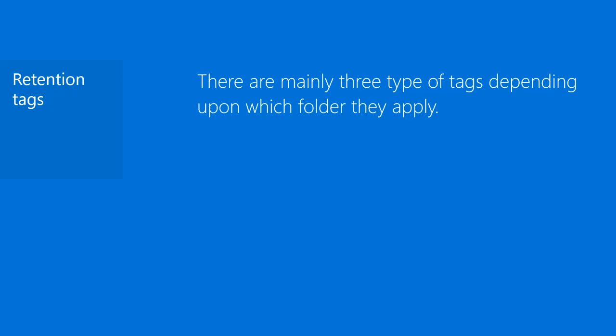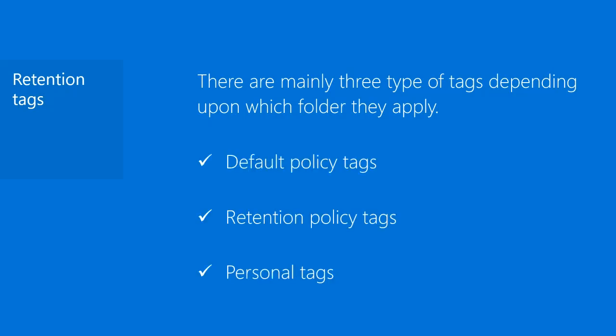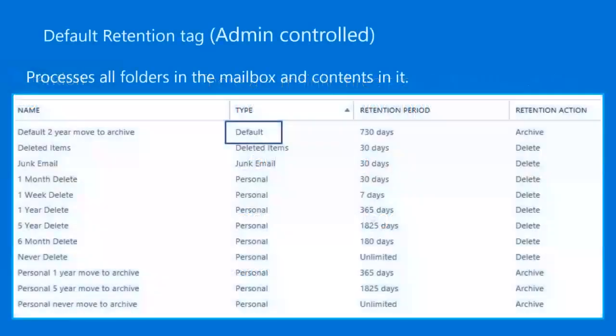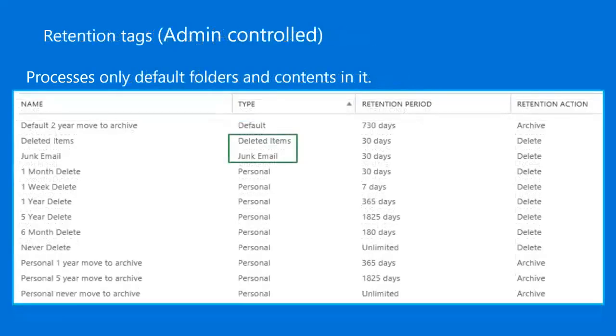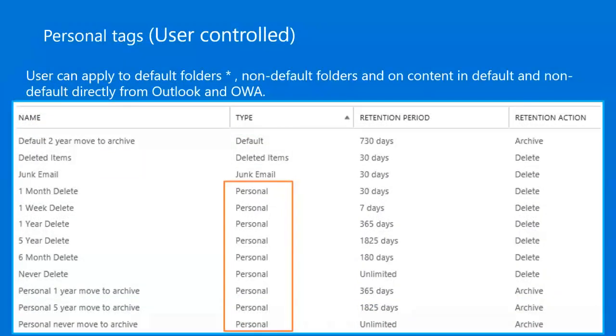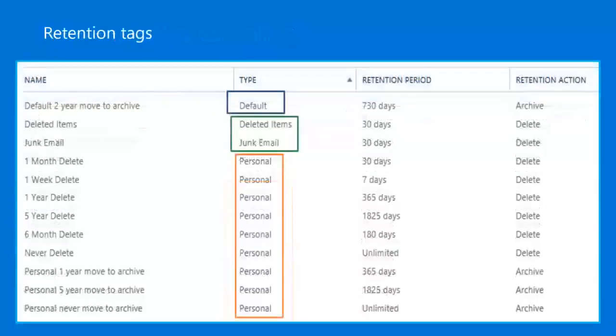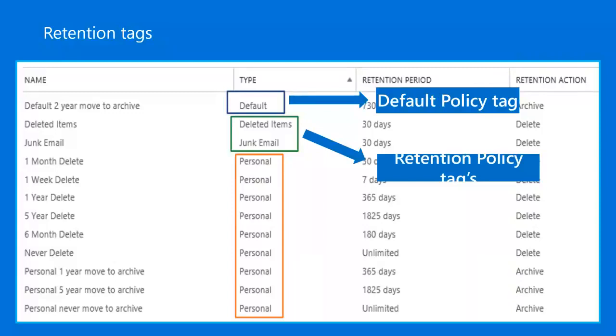So what are the different types of tags that are available? We mainly have three: the default policy tag, also known as DPT, retention policy tags, RPTs, and personal tags. And these are just a representation of how you differentiate the different tags. When you go to the GUI in Exchange Admin Center, the tag defines whether it is a default, an RPT or a personal tag. These are RPTs, and these are personal, which allow users to manage their own content in their mailboxes. Default tags, RPTs, and personal.